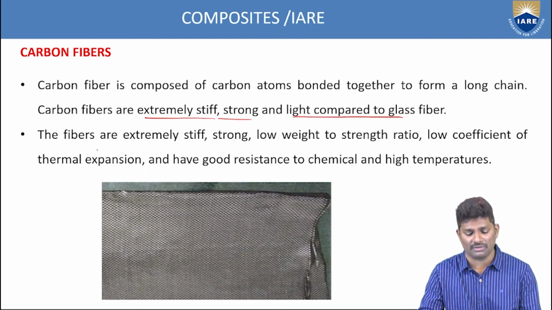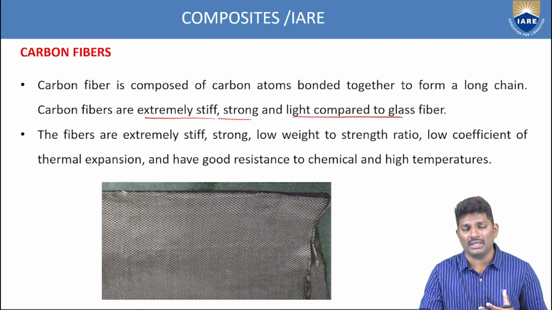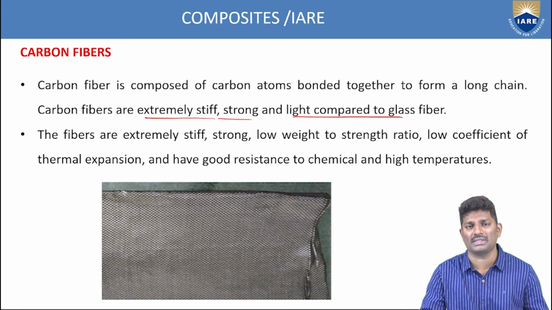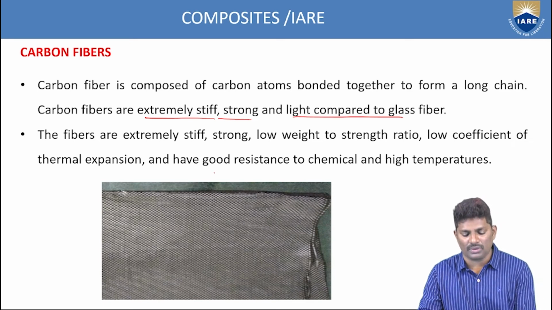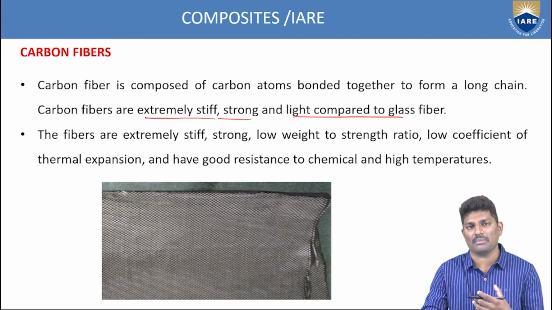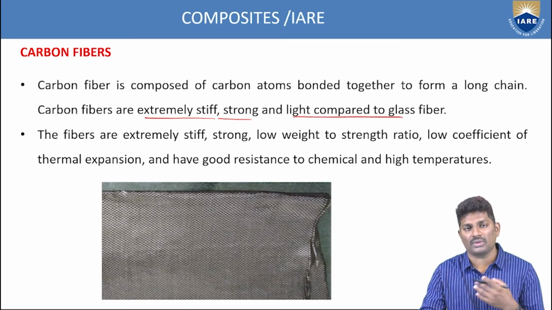And the fibers are extremely stiff, strong, of course, and have a low weight to strength ratio and a low coefficient of thermal expansion. Though you are giving a high amount of heat, it has very, very little expansion. If any metal is expanding continuously, what is happening? At some point it breaks. But these carbon reinforced materials are very, very low in thermal expansion, which is very useful, and it has good resistance to chemicals as well as high temperatures. Since it is resistant to high temperatures, it has very low thermal expansion, and it is also resistant to chemical reactions.